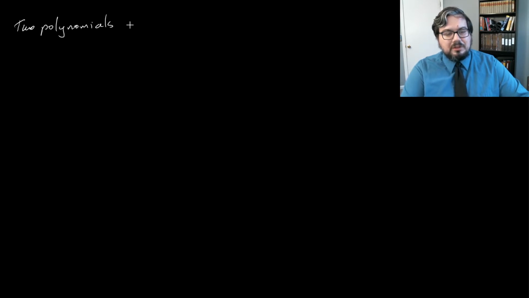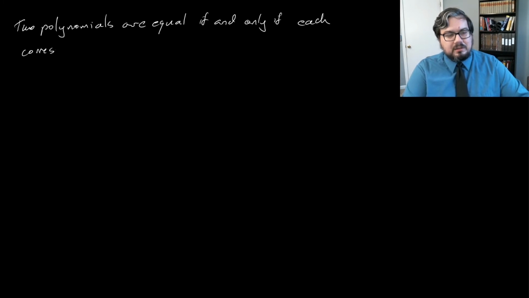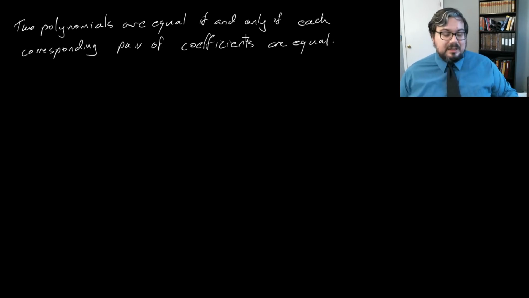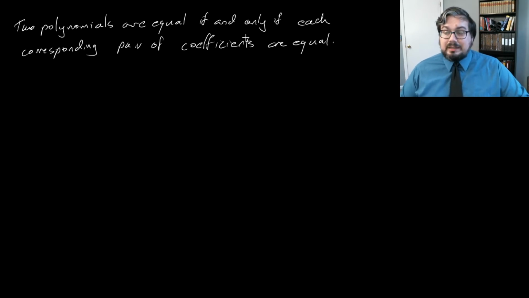So we say two polynomials are equal if and only if each corresponding pair of coefficients are equal. So two polynomials are equal if and only if each coefficient between the two is equal. So that means that it's easy to tell the difference between polynomials. You just look at them, and if they look different, then they are different.